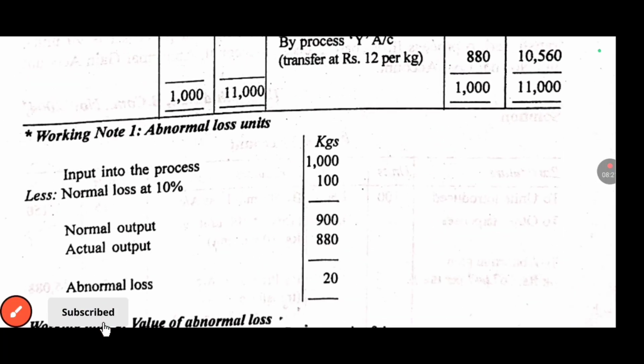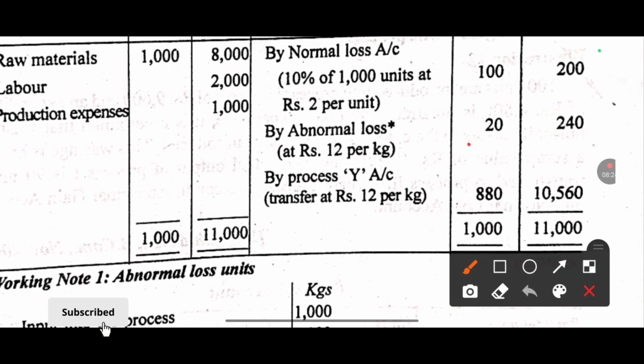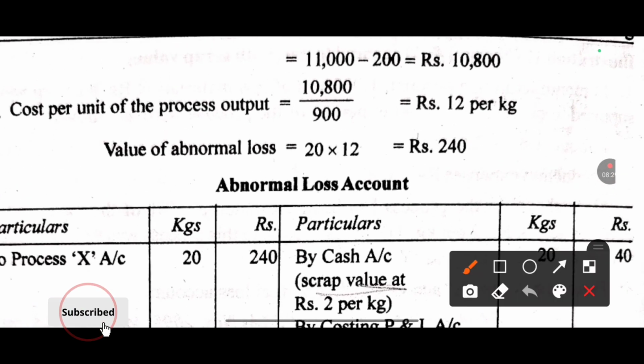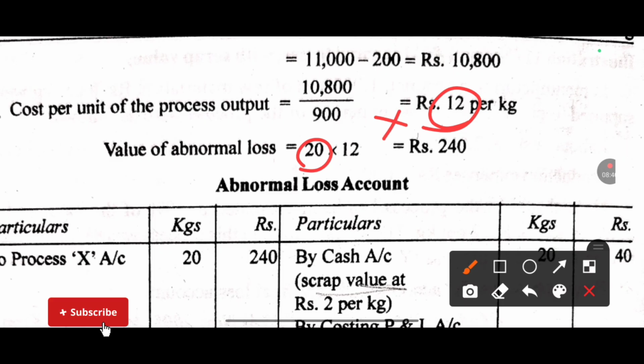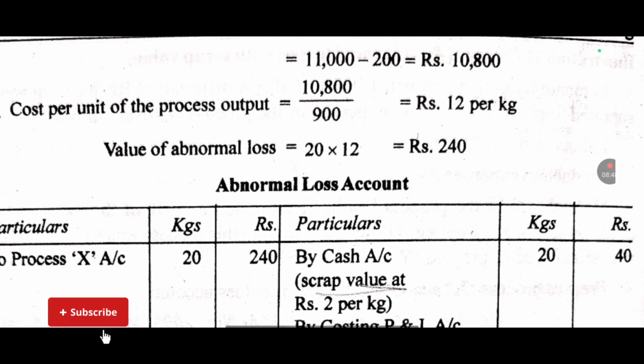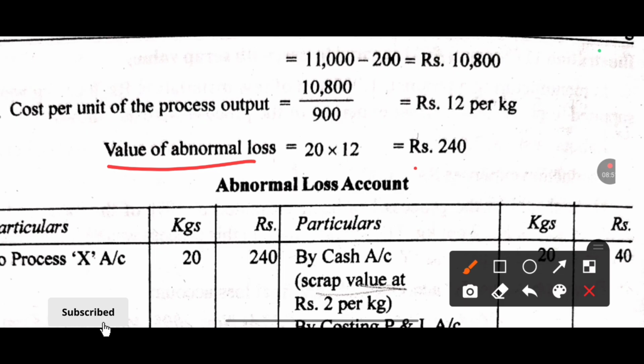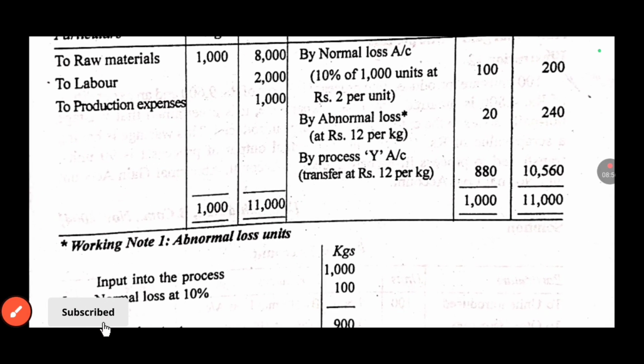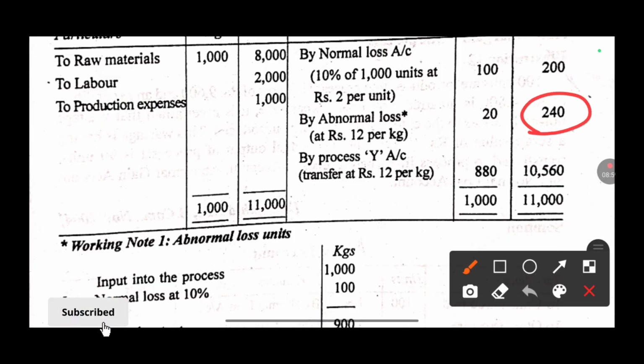Okay, how much abnormal loss we have? 20 kilos. Per kilo is 12 rupees. How much for 20 kilos? For that we need to multiply 20 kilos into cost per kilo 12 rupees. After multiplying you will get 240 rupees. The value of the abnormal loss is 240 rupees, so it will be entered on creditor side.